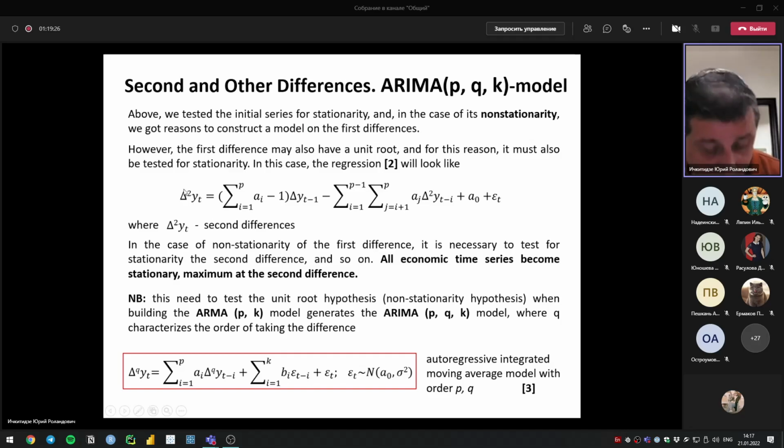there is a second difference of the initial series, delta 2 yt. This is a regression on the first difference with a lag of 1, and the second difference with a lag of 2, 3, and so on. This multiplier is being tested: whether the sum of the autoregression coefficients minus 1 is equal to 1 or not.